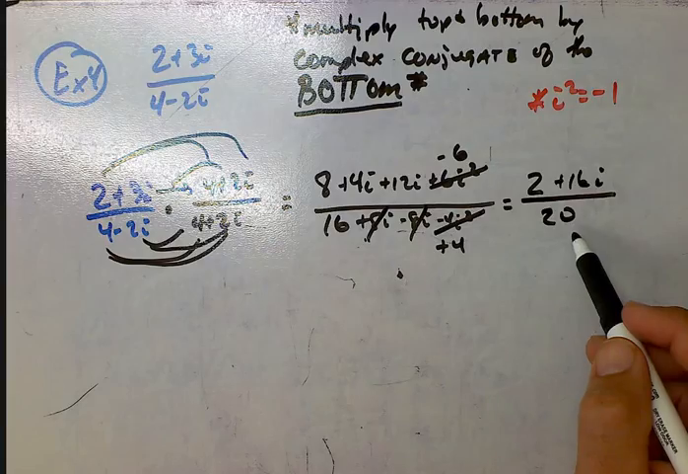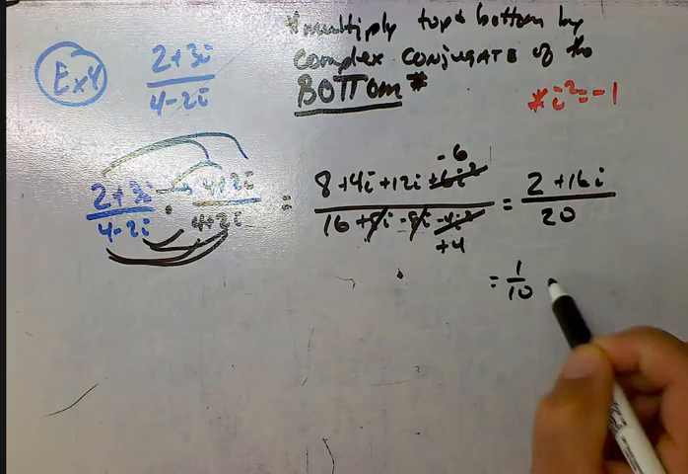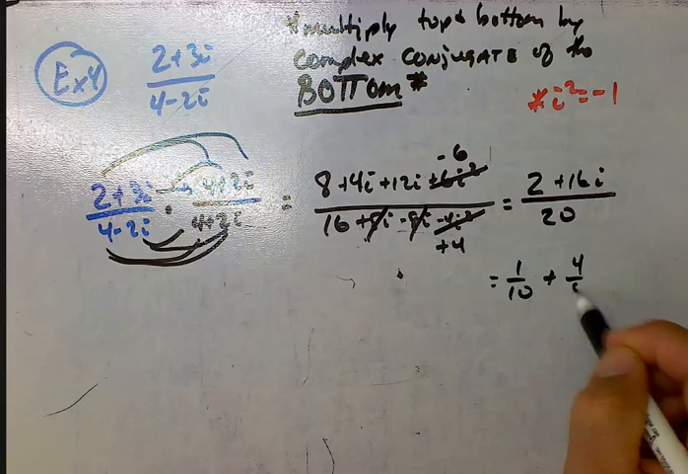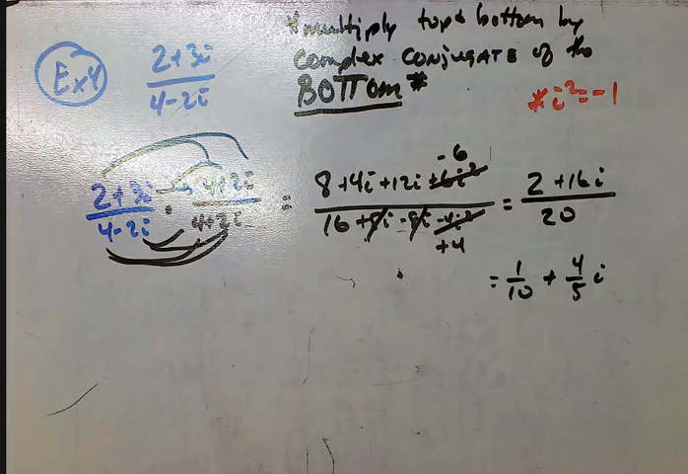And then this simplifies. 2 over 20 is 1/10. 16 over 20 is 4/5 i. And this is how you write the number in standard form.